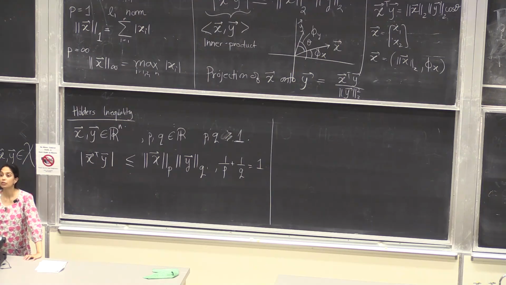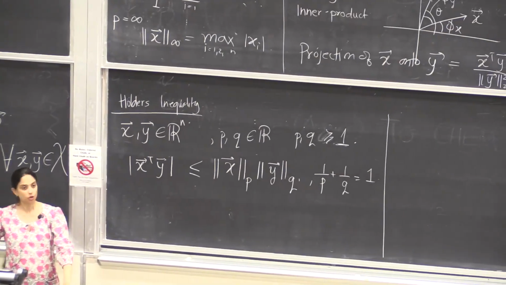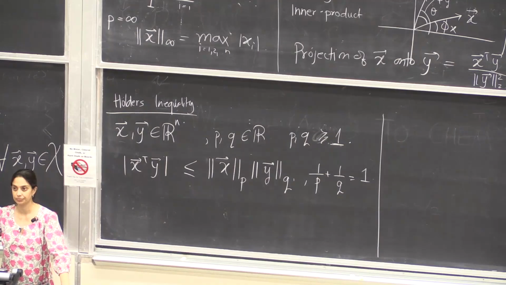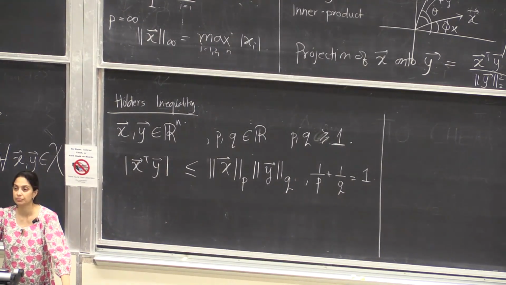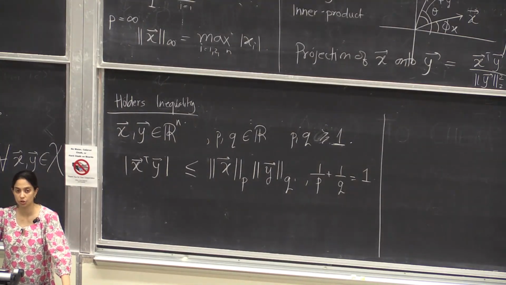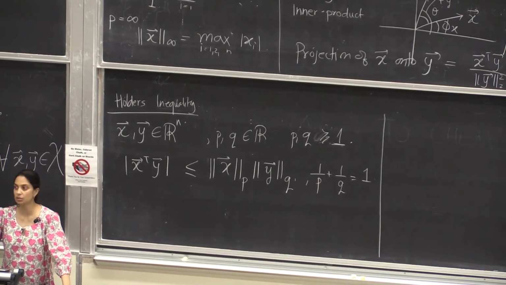Yes? In Holder's inequality, what if p or q is infinite? If p or q is infinite, good, hold that thought, we'll come to it. What happens if p or q is infinite? What if p is infinity? What is 1 over p? 0. So what should q be? 1. Okay, good thing to keep in mind. We'll come to that in a minute. Other questions?